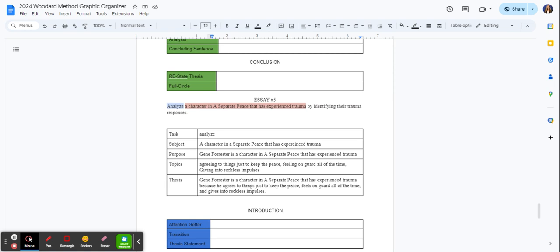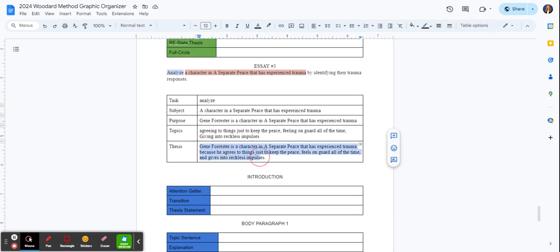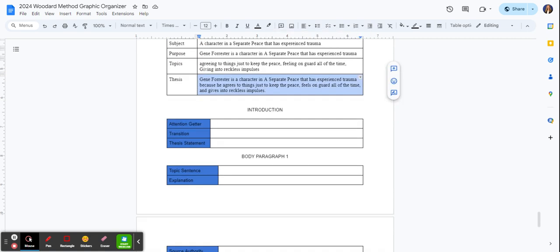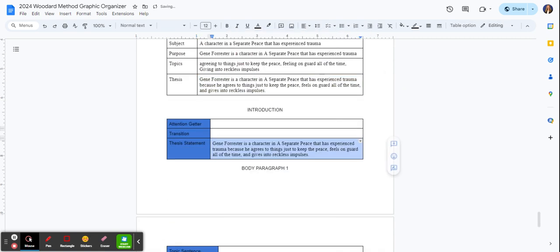Then we identify 3 trauma responses, and then we combine it together to create purpose plus topics. So Jean Forrester is a character in a separate piece that has experienced trauma, because he agrees to things just to keep the peace, feels on guard all the time, and gives into reckless impulses. And this is the one time in which I would say it's okay to have wordy topics, because these were the titles that we gave the trauma responses in our actual discussion. So now I'm going to copy this, and I'm going to paste it into my thesis statement. And now you are done with inserting the thesis statement.